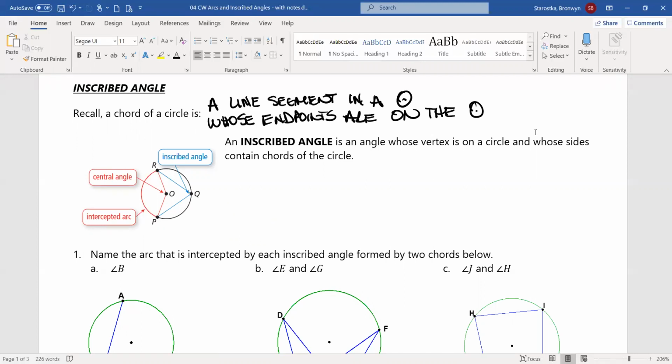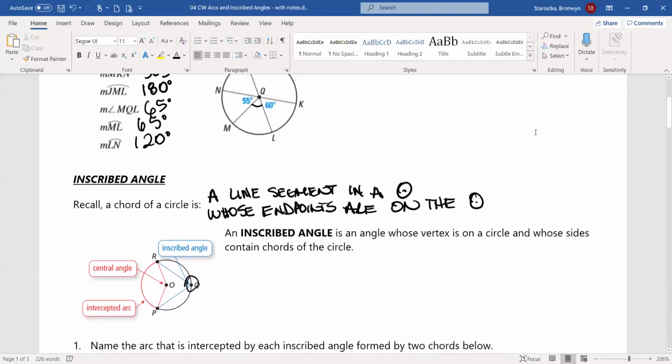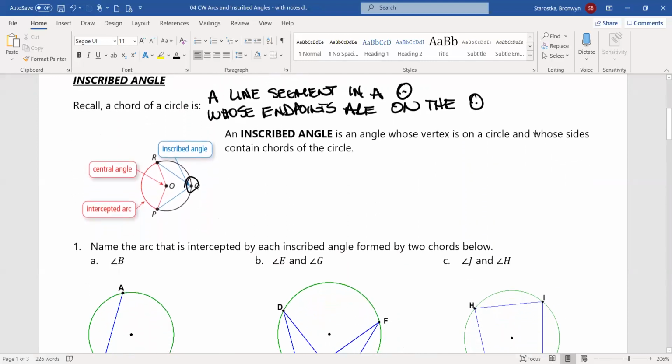So when we talk about an inscribed angle, it's an angle whose vertex is on the circle, the vertex right there, and whose sides contain chords of the circle. So a central angle up here is made up of radii. An inscribed angle is made up of chords. And again, see, we have the central angle, the intercepted arc, and now we have the inscribed angle. It's as if you pinched that central angle and stretched it all the way back till it touched the circle.